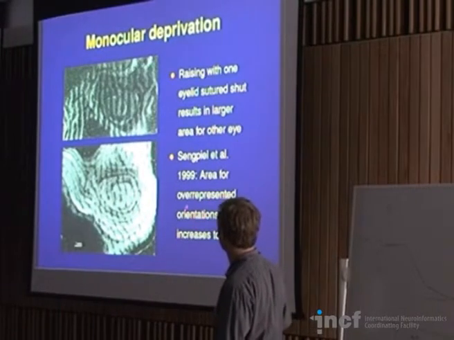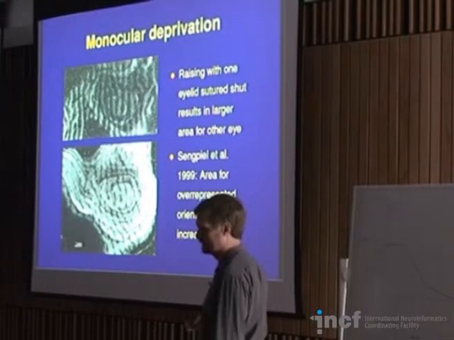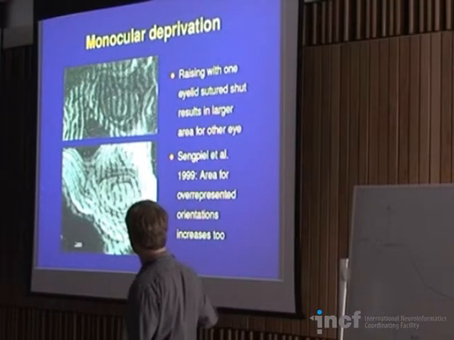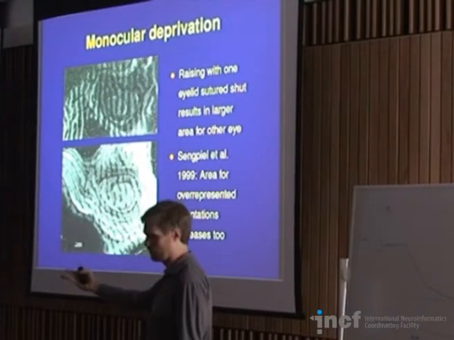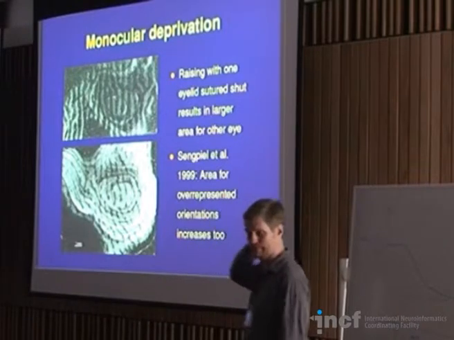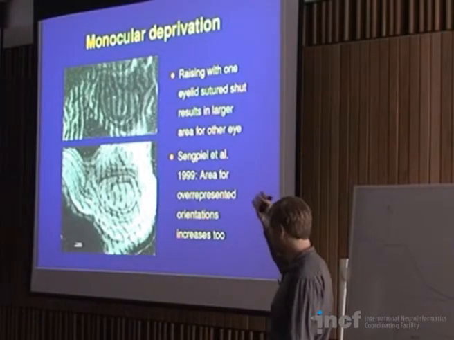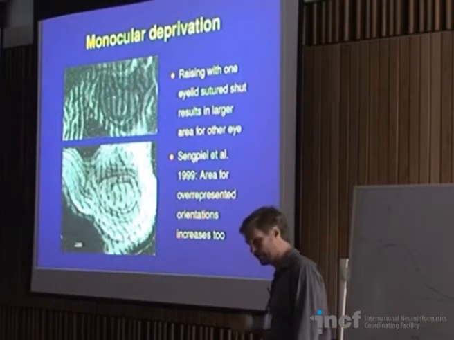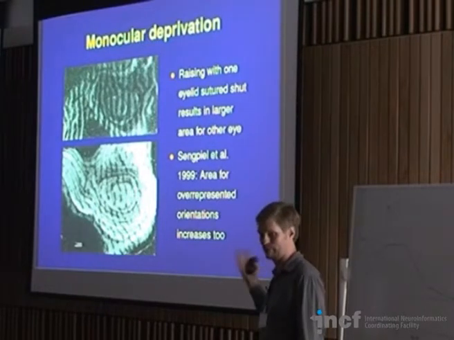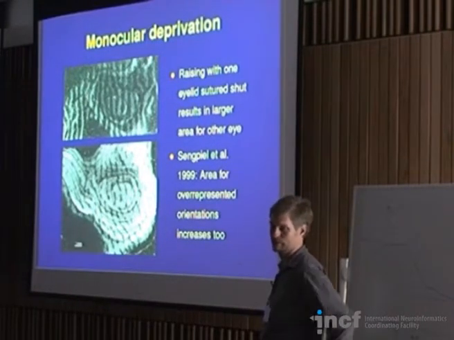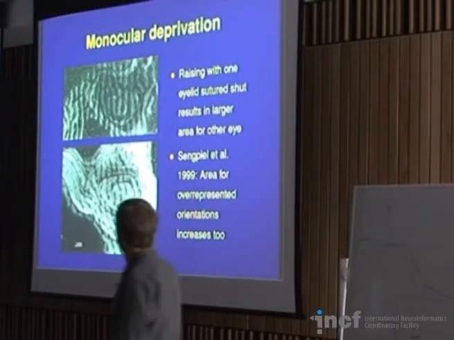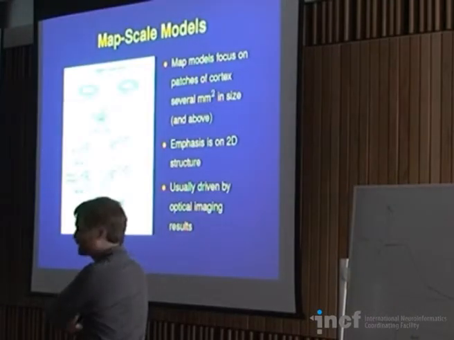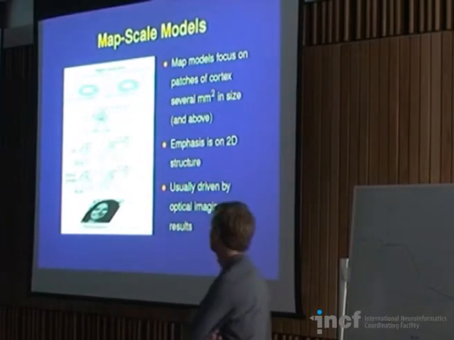If you do that, you can show responses to different orientations. Again, the same pattern: the basic map structure doesn't change. The orientation that's overrepresented in your world becomes overrepresented in your maps. If you do this in young animals, you see good results like this. If you do it in older animals, the results of changing the environment in this way become less and less visible. Okay, well, that's background. Models.